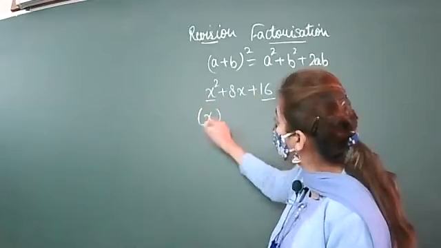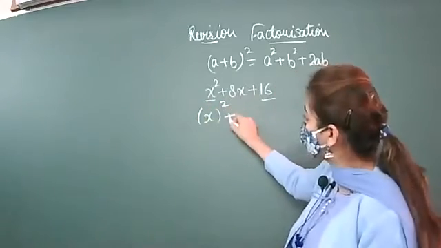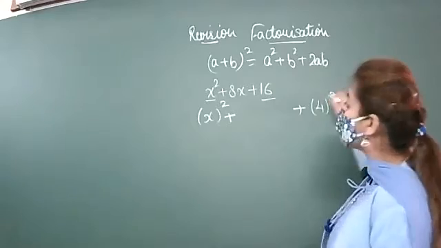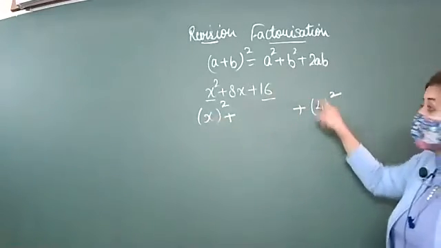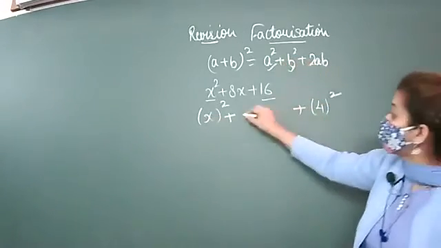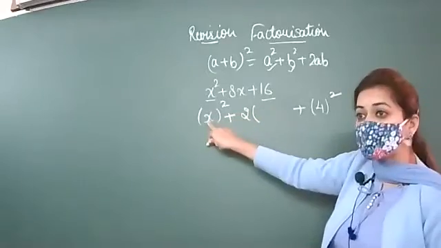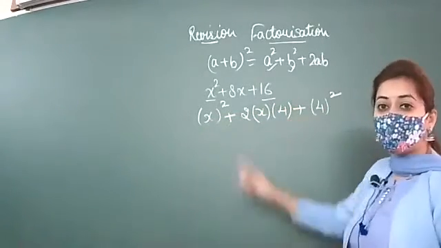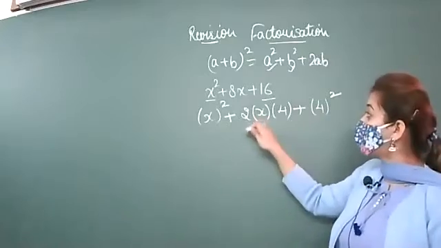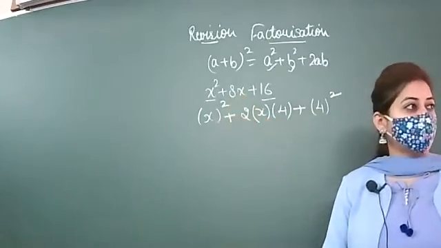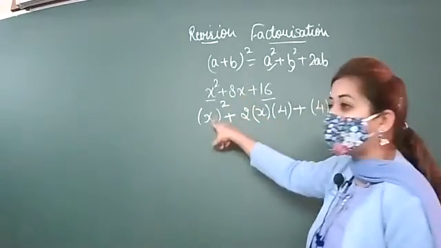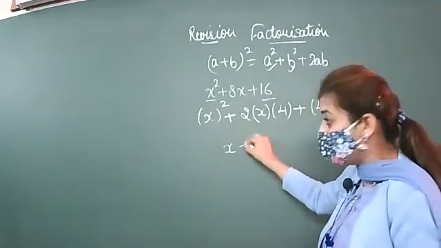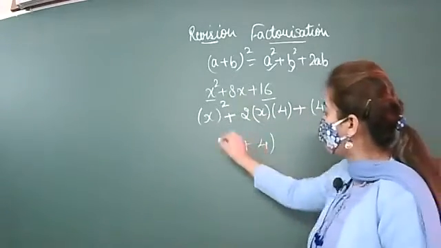So this can be written as a square, this plus will be the same. This 16 can be written as b square. A square plus b square plus 2ab. This is your a, this is your b. Now you can multiply this and you can check that you are getting 8x again. Now this is your a square plus b square plus 2ab, that is (a + b) whole square.